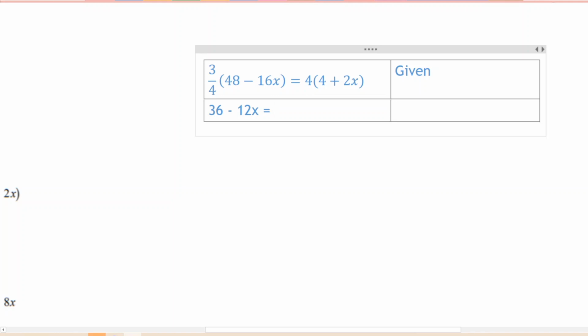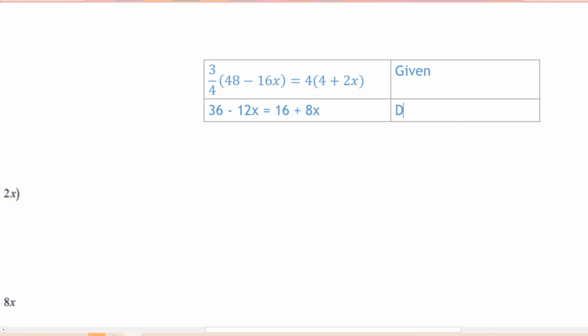Let's keep on going. The next one is 4 times 4. I'm pretty sure that's 16. And that is from the distribution on the right side. 4 times 4 is 16. And then the next distribution is 4 times 2x, and that's going to be 8x. So plus 8x. And that's going to be simplification.